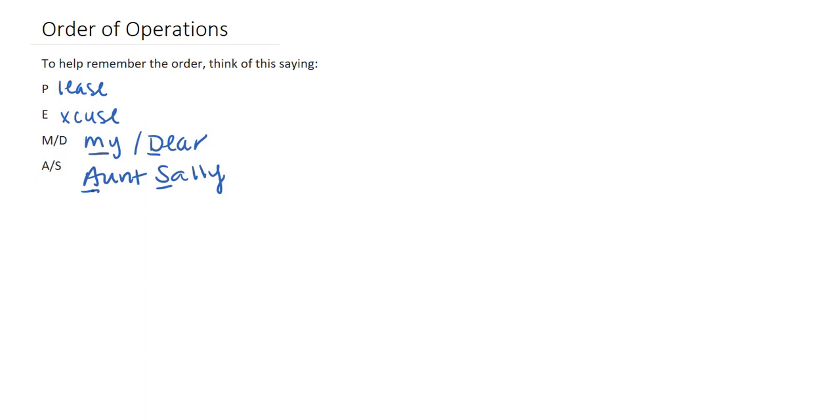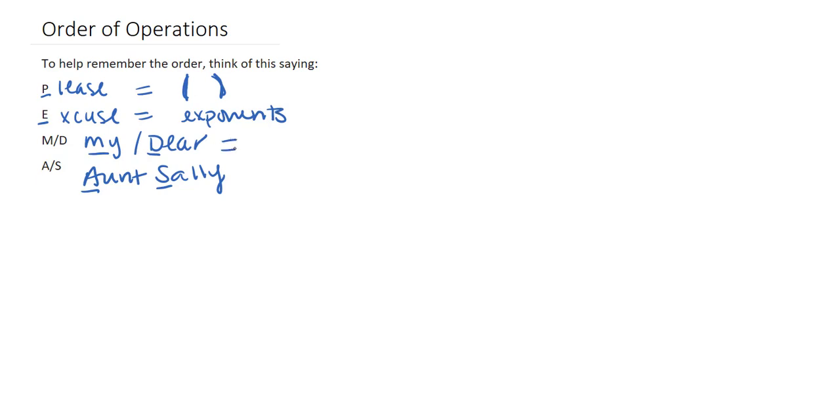So let's go over this. The P stands for parentheses. We'll deal with what's inside the parentheses first. Then the next thing we're going to deal with is exponents. We'll look to see if there's an exponent in the expression we need to solve, and if there is, we go ahead and tackle that one next.